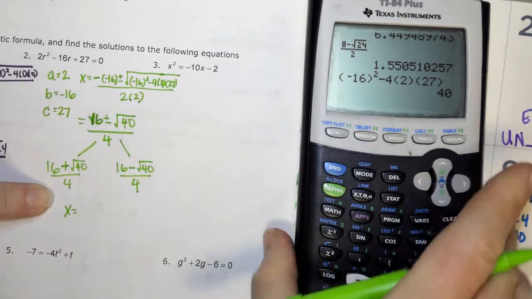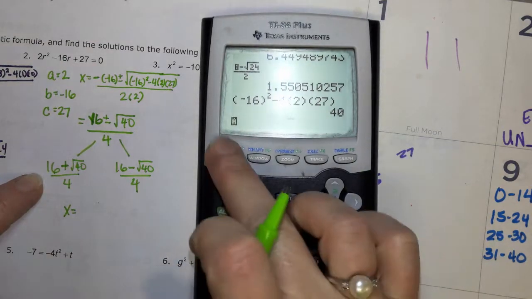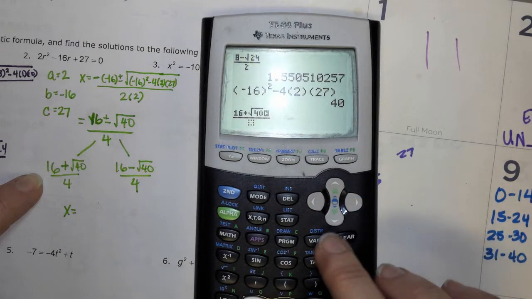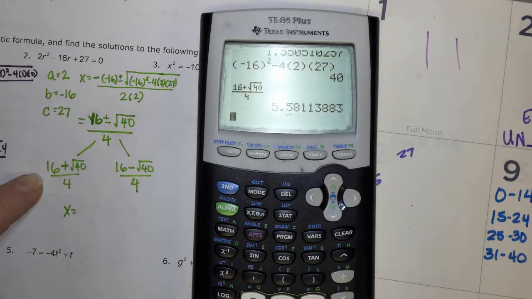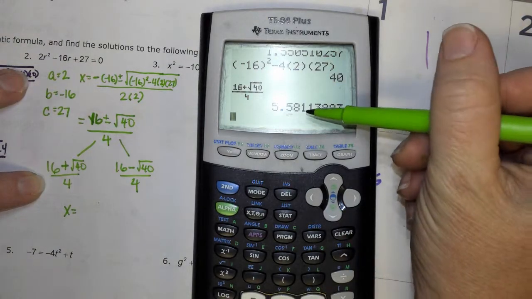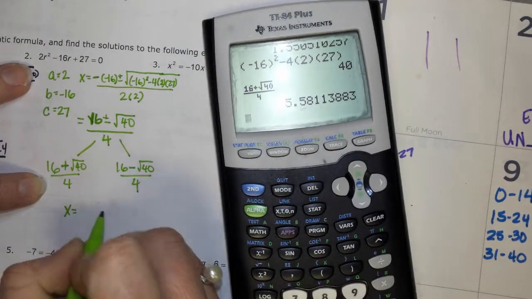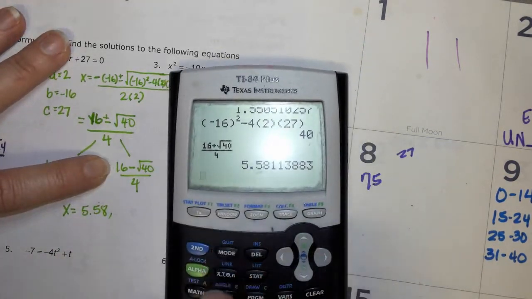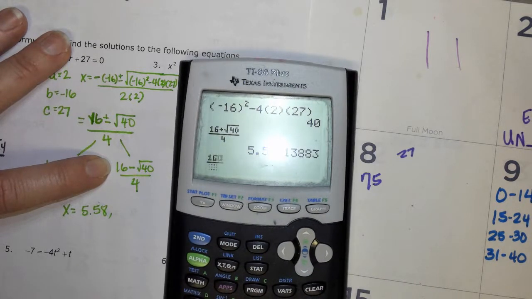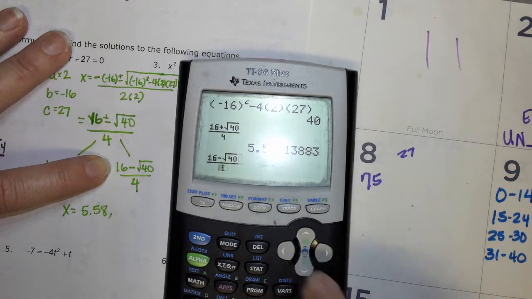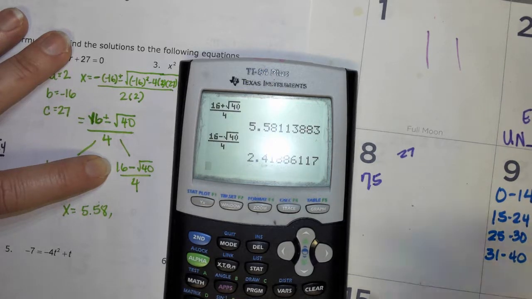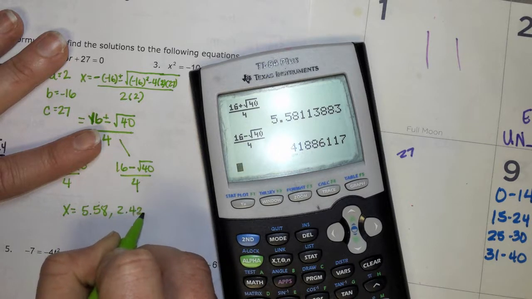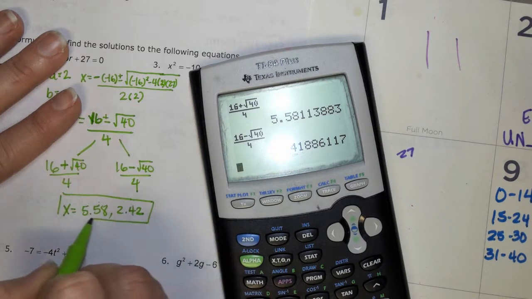Okay, so let's use our calculator here. So 16 plus the square root of 40 divided by 4 gives me that value. So again, I'm going to round up to the nearest hundredths place. So that one solution would be 5.58. And now let's enter this one. I have 16 minus the square root of 40, all divided by 4. So that's my other solution. And again, rounding up to the nearest hundredth, I would have 2.42. So those are my two solutions.